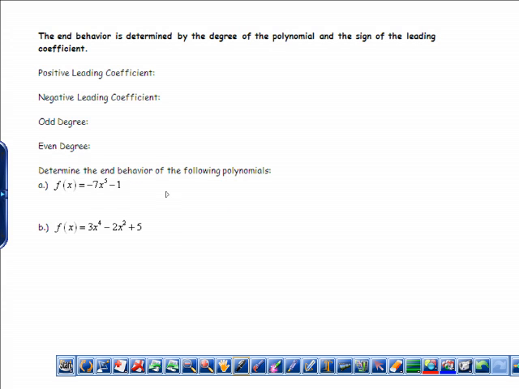All right? So let's kind of recap what we said here. If we have a positive leading coefficient, all right, then we are definitely going to rise to the right.